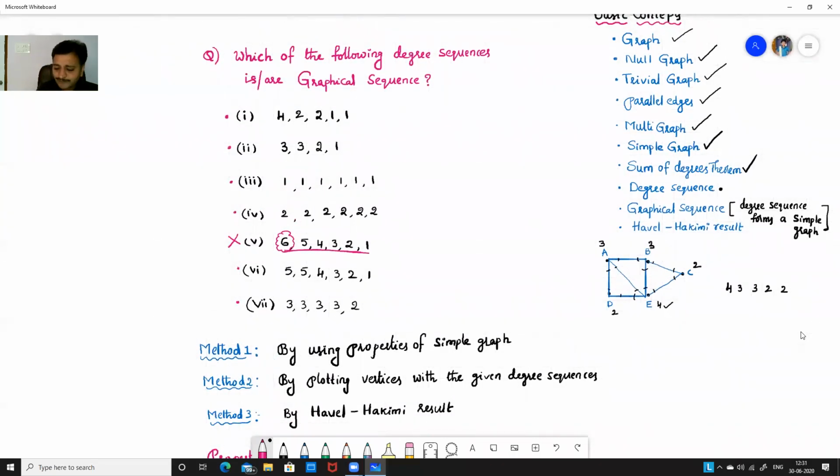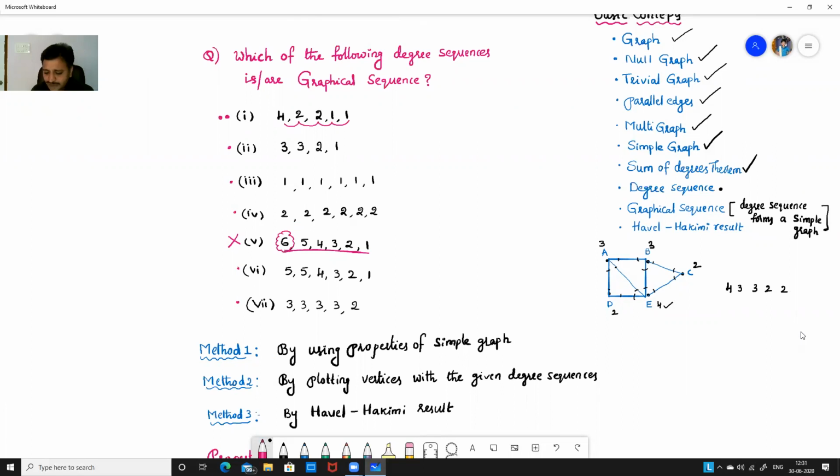Let me sum up the first one. 4 plus 2, 6, 6 plus 2, 8, 8 plus 1, 9, 9 plus 1, 10. So it is an even number. By satisfying that condition, I cannot say it is a simple graph, because the sum of degrees theorem is applicable for any type of graph, not only for simple graphs. So by verifying that property, I cannot say directly it is a simple graph. Let me hold this one. The second property is satisfied here.